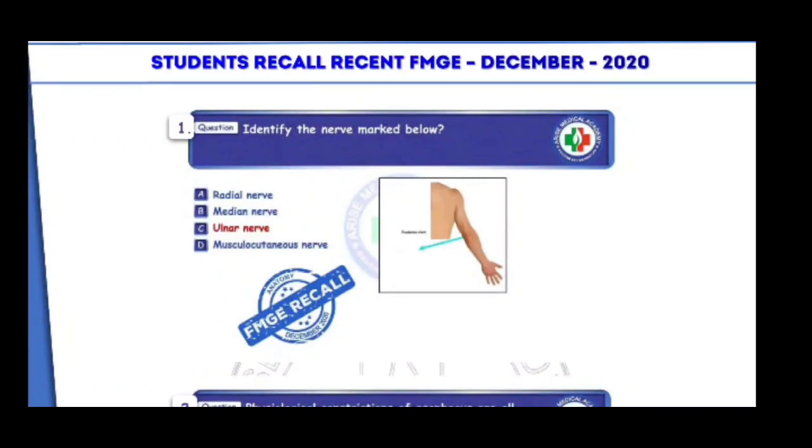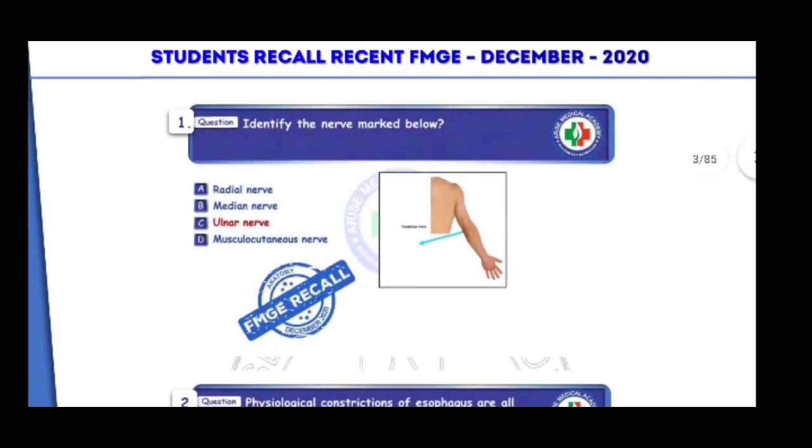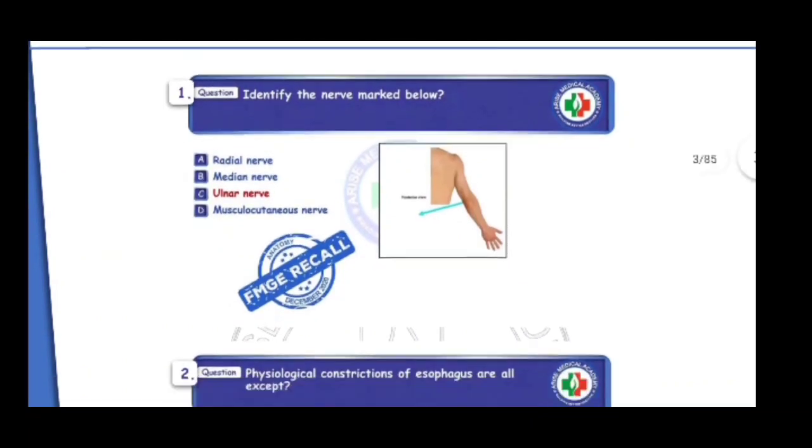So today I am going to share with you recent recall based questions from FMG December 2020. So let's get started. First question was identify the nerve marked below. In this diagram you can see four options are given. So this is the correct answer here, ulnar nerve.